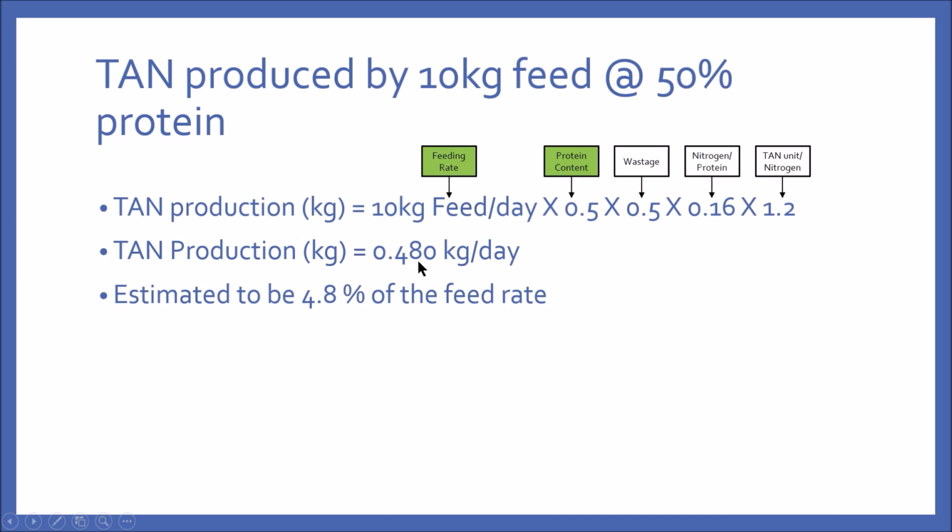So what happens if I double up the feed amount to 20 kilos, while keeping the protein content constant? As you can see, my total ammonia generated is 0.96 kilos a day. So what is the takeaway value of this? The ability of the biofiltration to control ammonia is only dependent on the type of feed and amount of feed that you'll be feeding in.